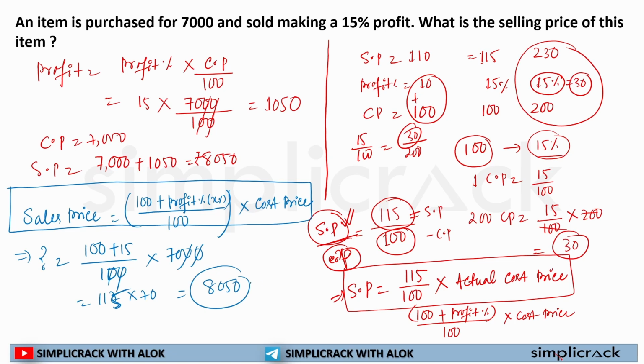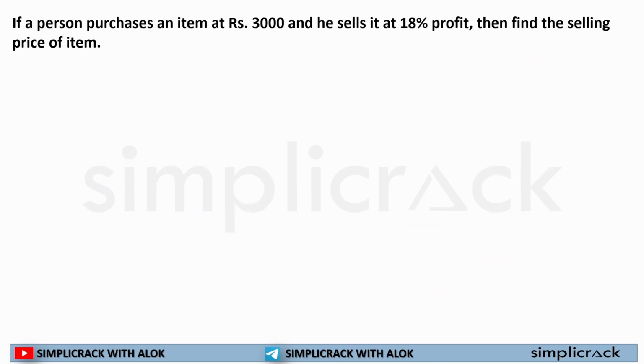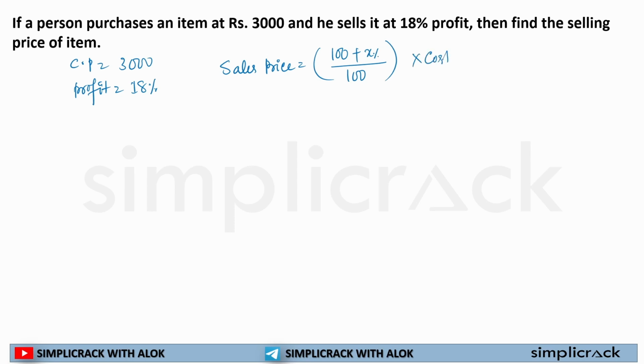Sales price is equal to (100 plus profit percentage) divided by 100, multiplied by cost price. Now, here in this case, a person purchases an item, that means cost price is equal to 3000. Now you do not need to find out the percentage or the profit amount. You can simply put in the formula. As I have already told you, sales price is equal to (100 plus profit percentage) divided by 100 multiplied by cost price. You will be simply implementing this formula.